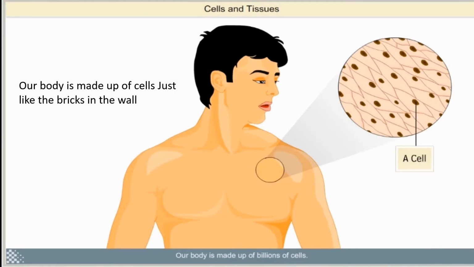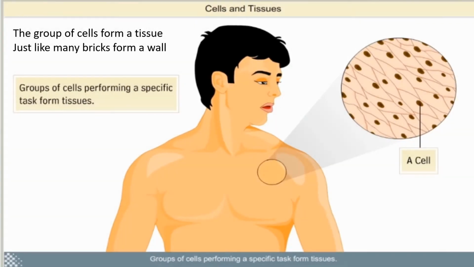Our body is made up of several parts. Each body part has its special function. Sometimes many body parts work together to form a special system. Each body part is made up of tiny structures called cells. The size is so small that hundreds of cells can fit into a small dot. Cells of similar types together form a tissue. The group of cells forms a tissue just like many bricks form a wall. Groups of cells performing a specific task form tissues.